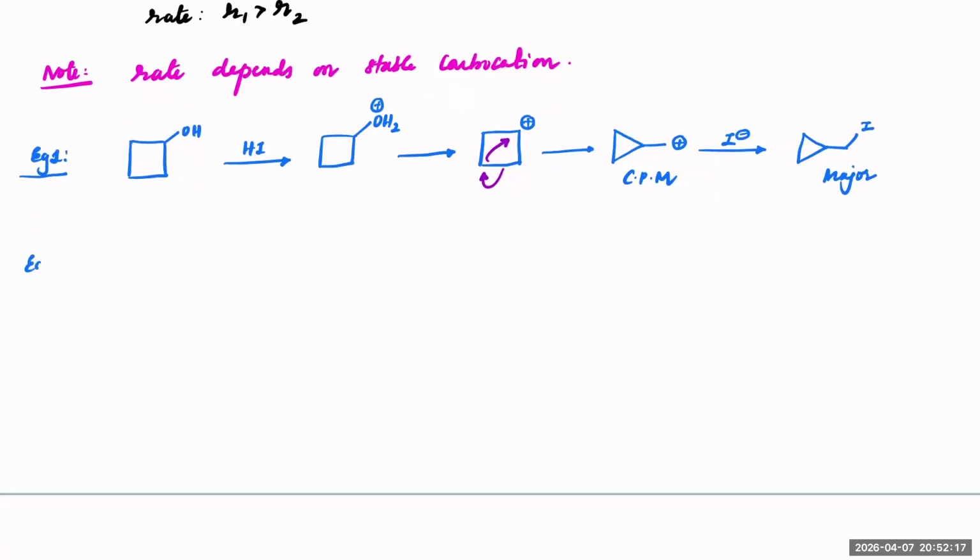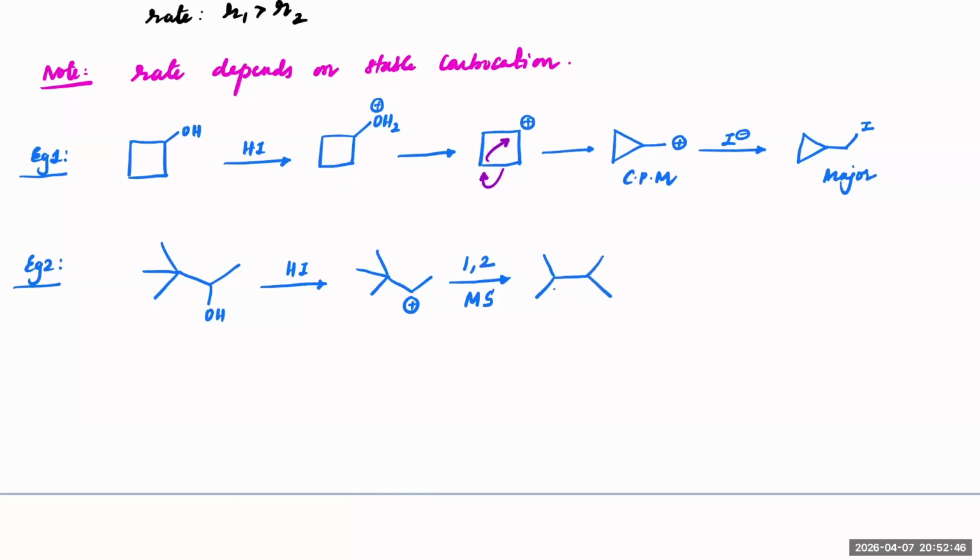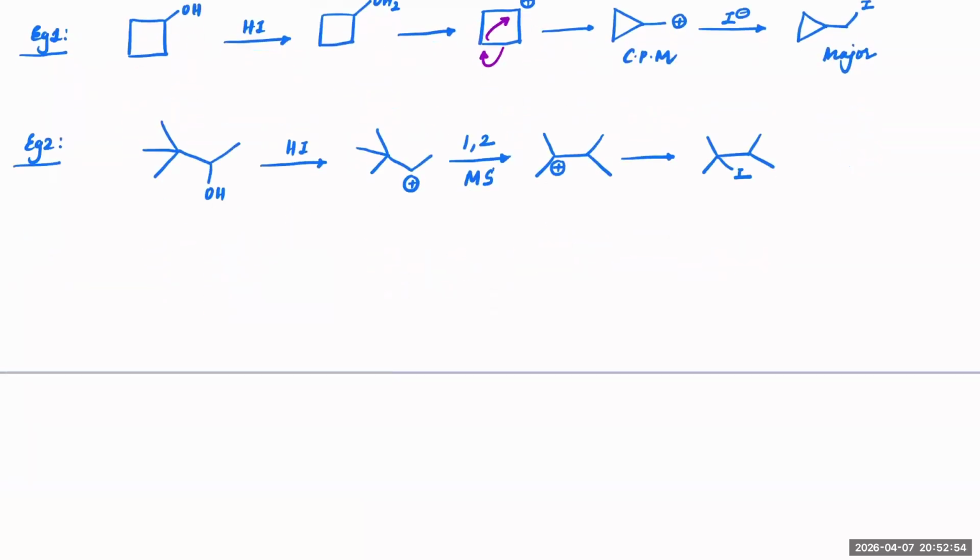Okay, right? Check out example 2. If you have a tertiary alkyl group here and OH here, and then you are treating with HI, I'm sure you are aware that first you will get a carbocation. See, I'm slowly decreasing the number of steps. And then you will make a 1,2 methyl shift. MS means methyl shift. In that case, methyl will shift here, positive charge will come here, and then iodide will get substituted on this position. So this is the product you will report.